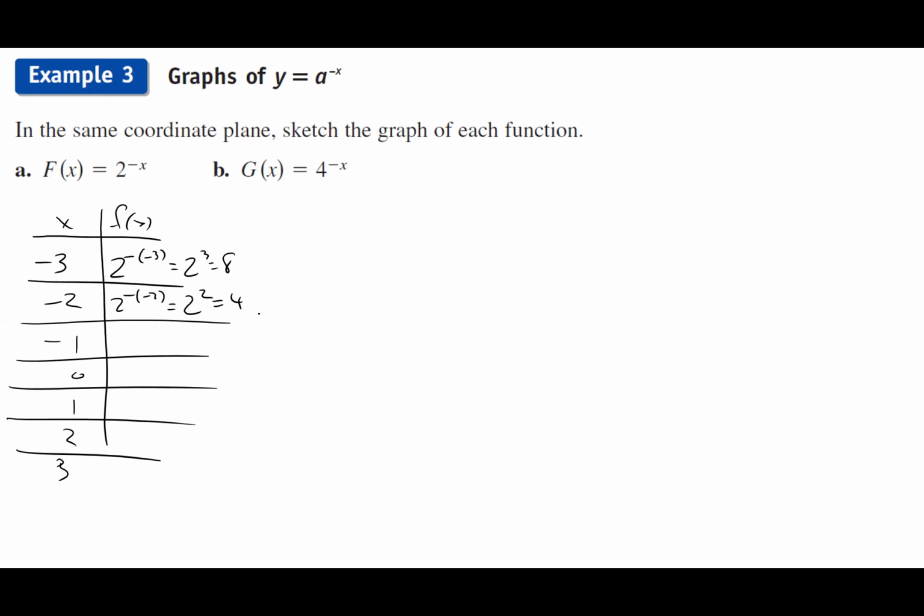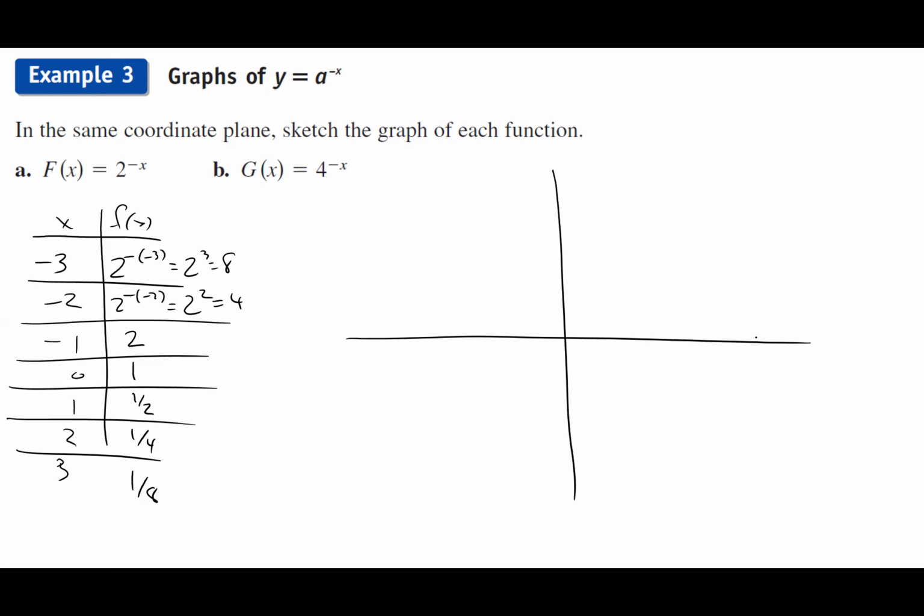Can we fill in the rest of the list here? 8 down to 4, down to what? 2? Down to a 1. What's going to happen after that? 1. Perfect. Okay, so what does this graph look like now?